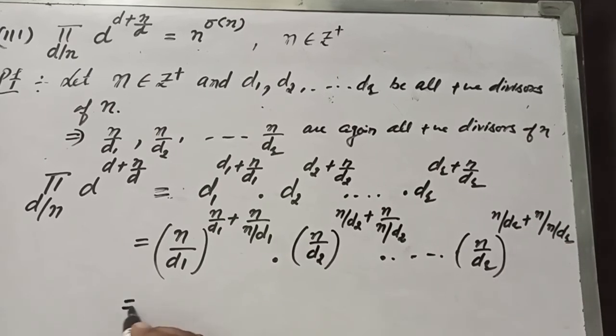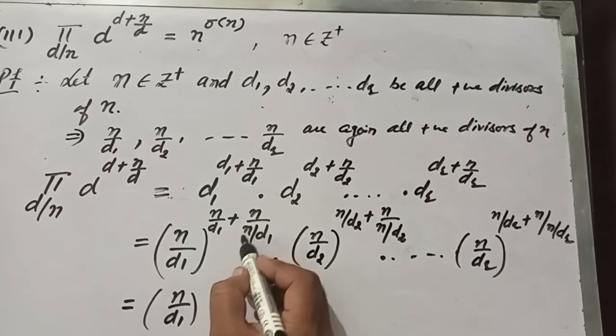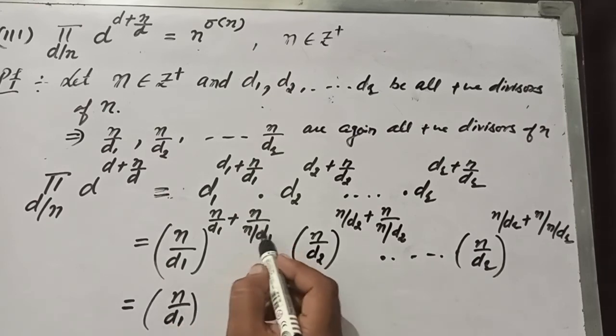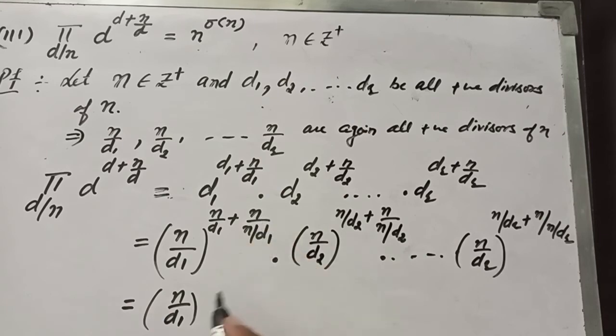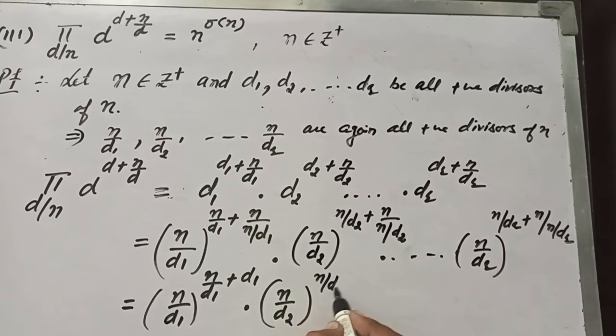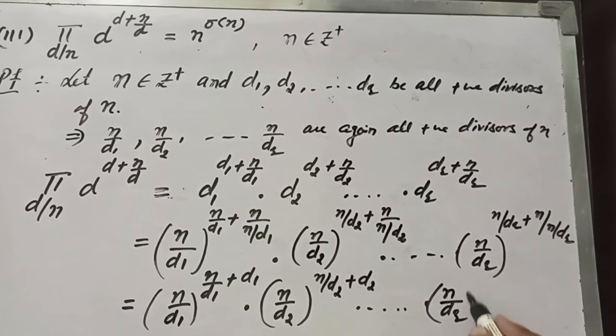Okay students, now simplify this. N by d1, this n cancels out and d1 turns to the numerator. So the exponent is n by d1 plus d1. Similarly, n by d2 plus d2, up to n by dr plus dr.